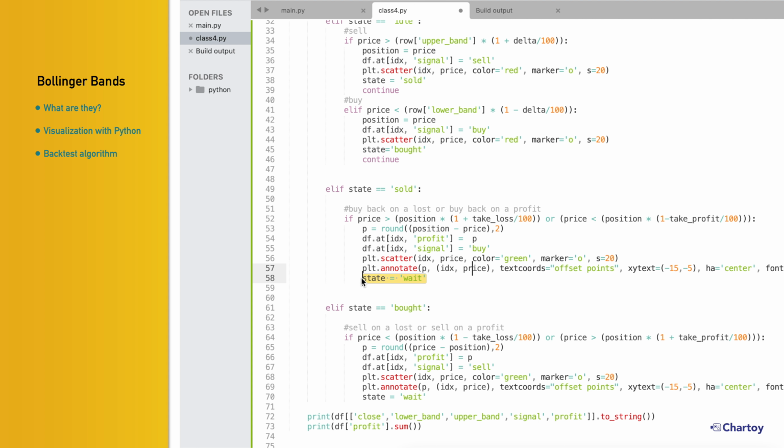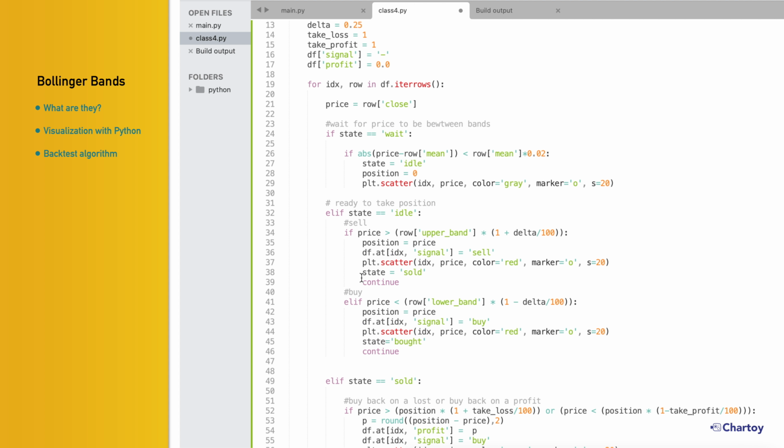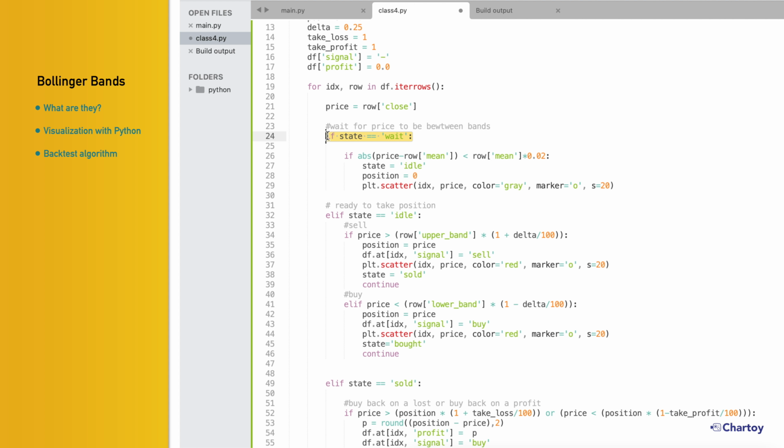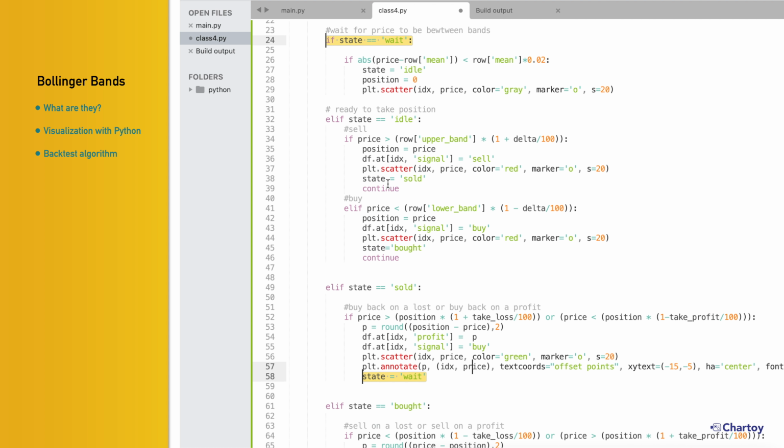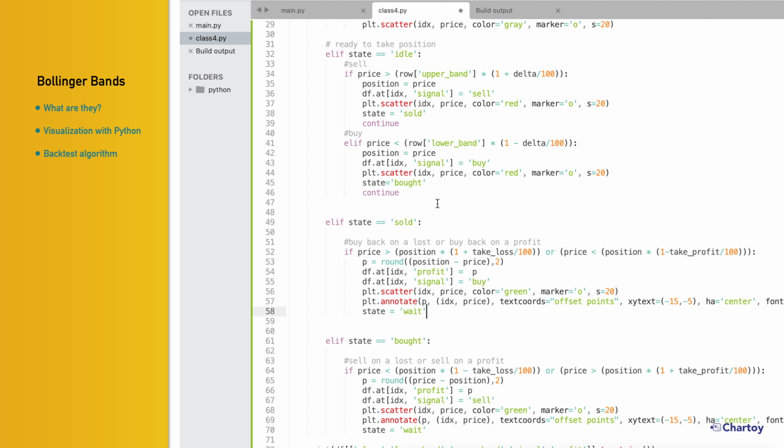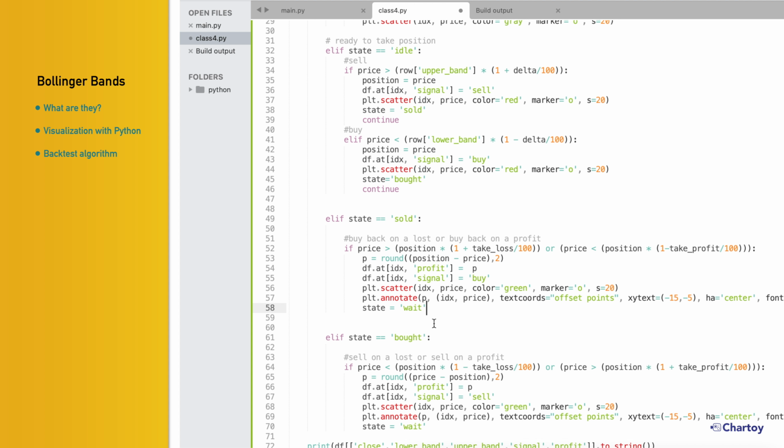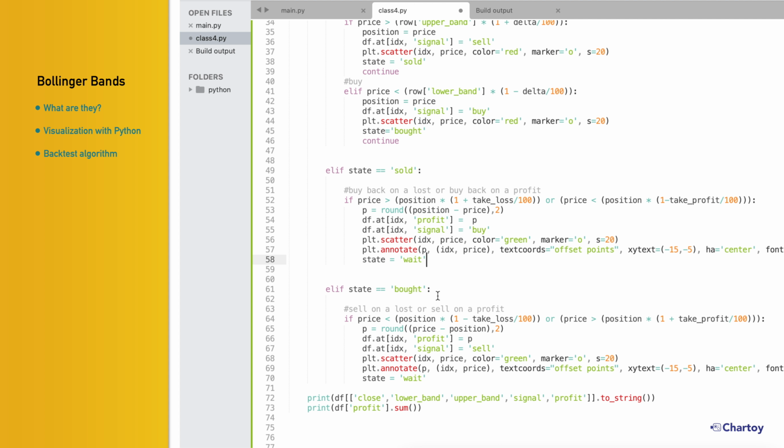So here we mark the next state to be wait, because after this we are waiting again to go back to be between the bands. So here we are going to the next state, which is bought.